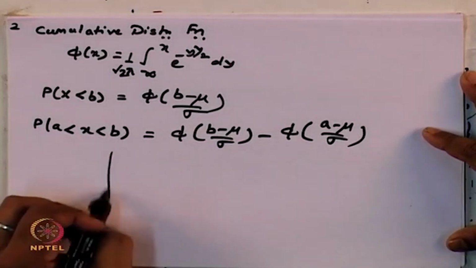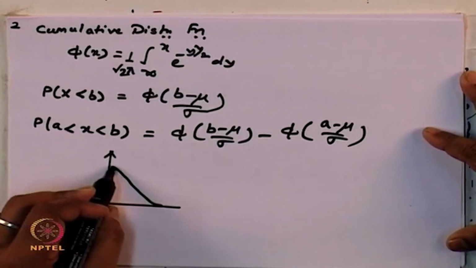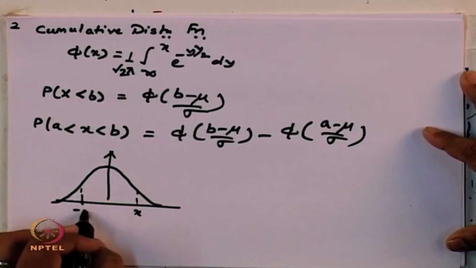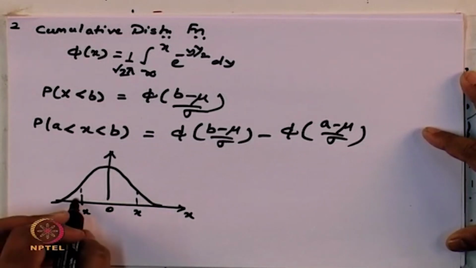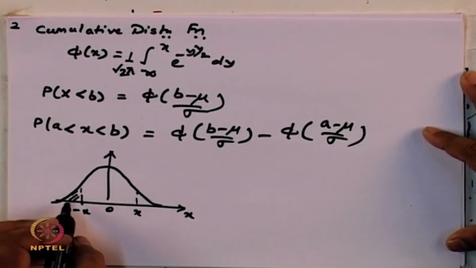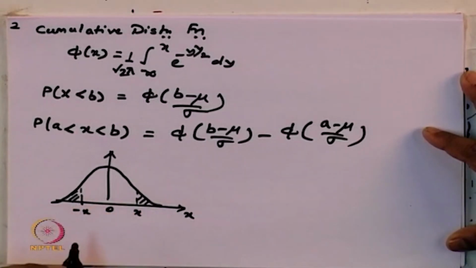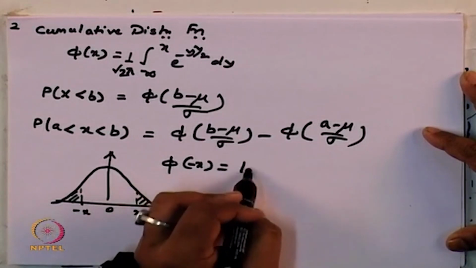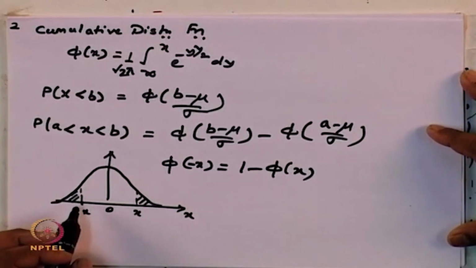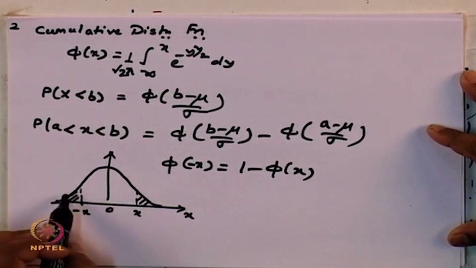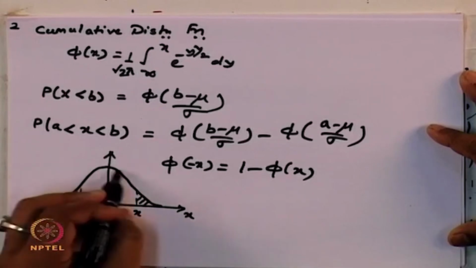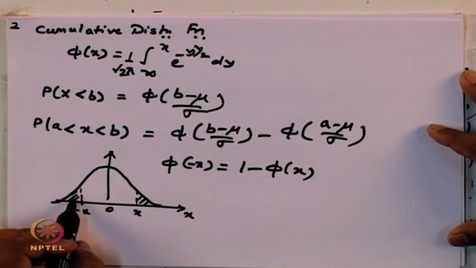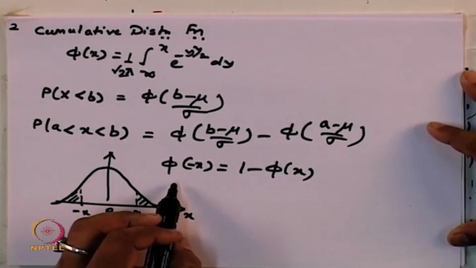One more thing, because your distribution is symmetric, let us say this is x and this is minus x, this is your origin. Okay. So, phi of minus x, which is this area, will be equal to this. So, you can write phi of minus x as nothing but 1 minus phi of x. You can visualize it from this plot. Phi of minus x is this area, phi of x is this entire area, and 1 is the entire area under the curve. So, 1 minus phi of x will give you this area, which is equal to this area. So, this is another useful expression to remember.